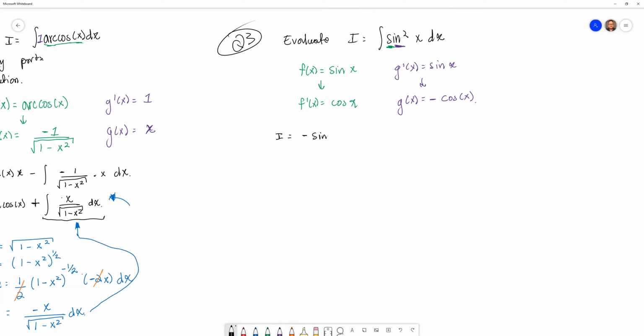So we get negative sine of x cos of x, and that negative came from here, minus the integral of cos x, so minus cos x dx. And so we have minus sine x cos x plus the integral of cos squared x dx.